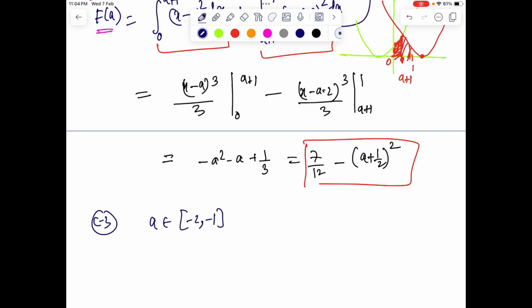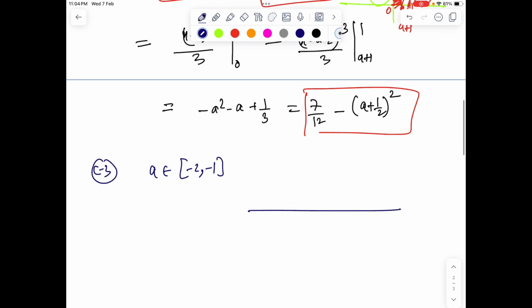Now we are left with one more window. So case 3, when a belongs to -2 to -1. Now clearly again we can see at x equals a, and we have this 0, a plus 2. So this time -1 to 0.